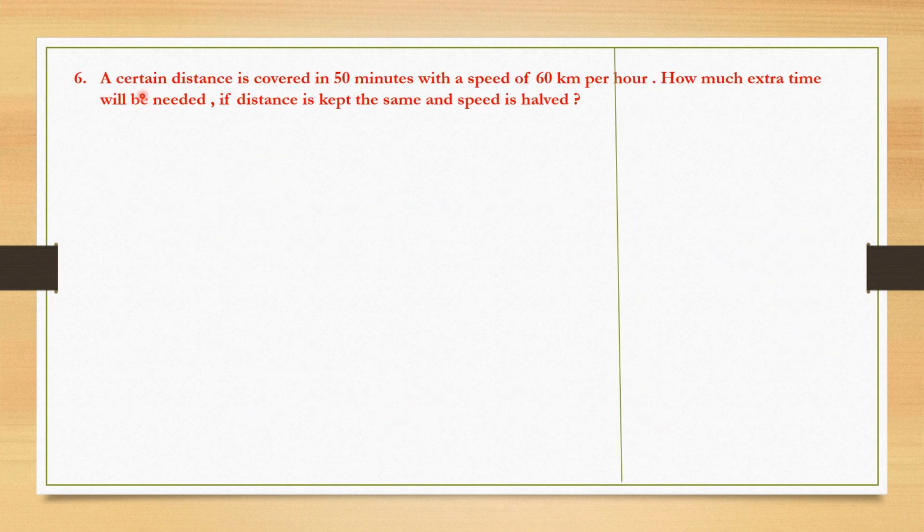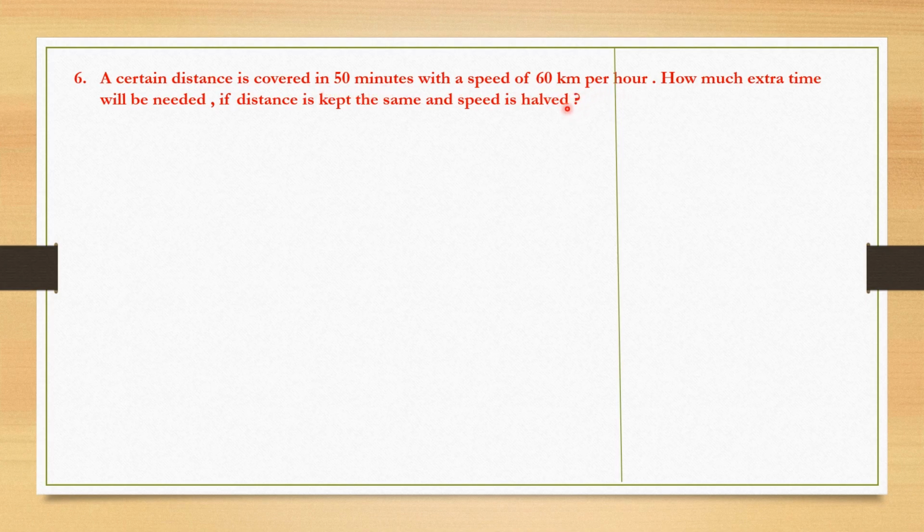Question 6. A certain distance is covered in 50 minutes with a speed of 60 kilometers per hour. How much extra time will be needed if distance is kept the same and speed is halved? So let's look at the first part of the question. A certain distance. That means distance is not given, time is given and speed is given.